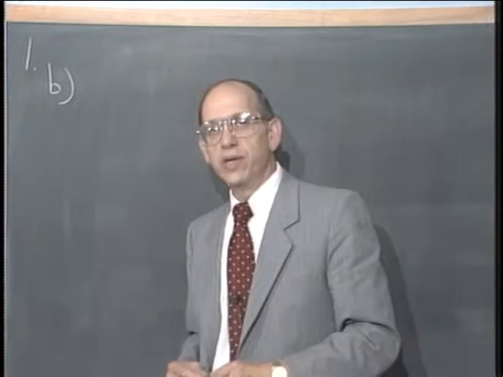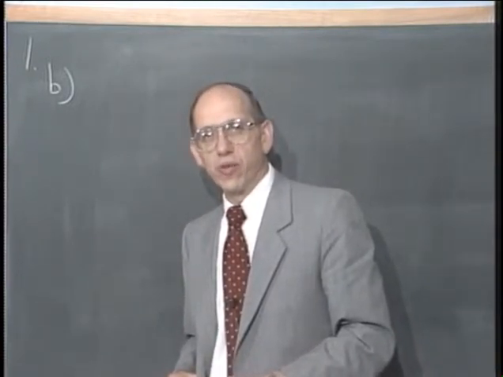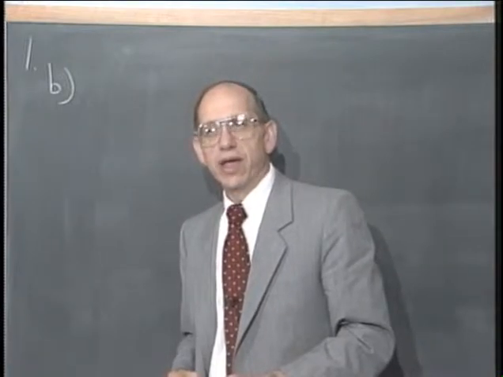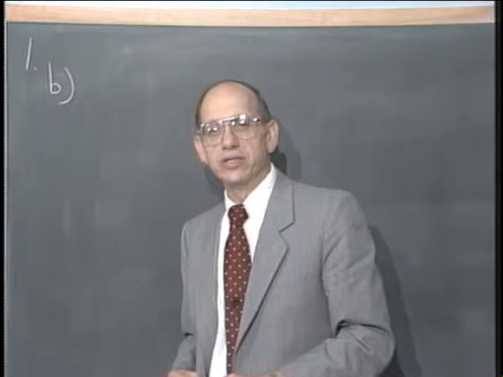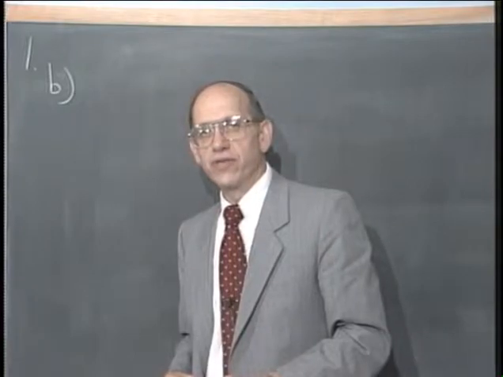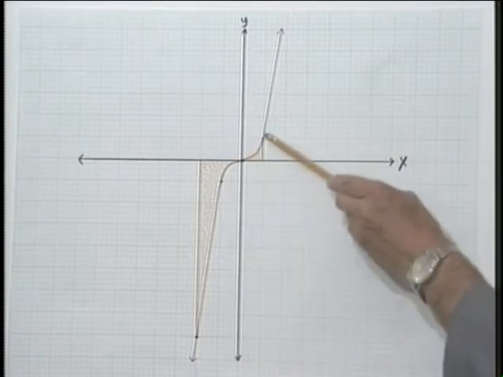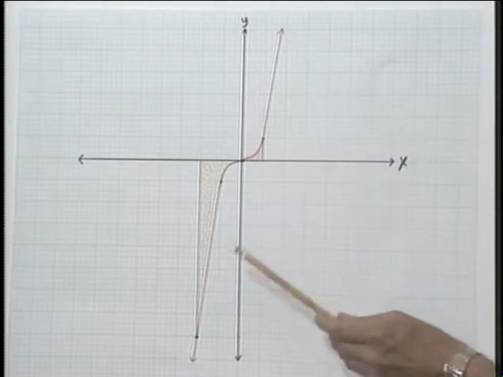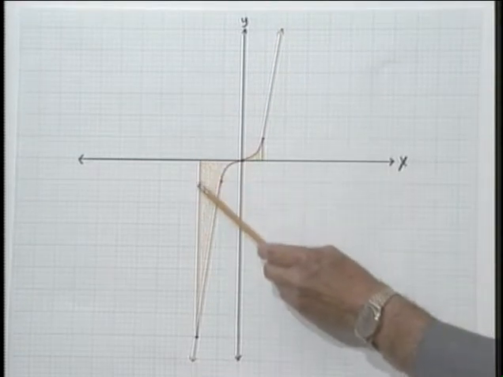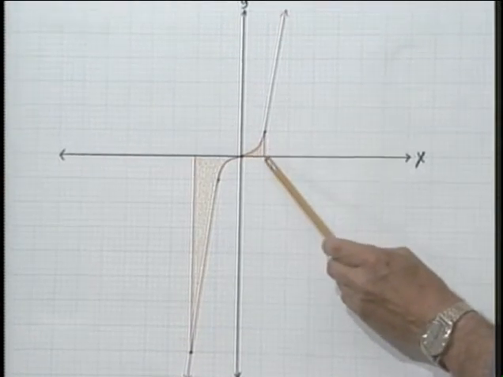In problem 1b, we're asked to find the total area bounded by the curve y equals x cubed and the x-axis between the two vertical lines x equals minus 2 and x equals plus 1. Now let's take a look at the graph of this area. Here's the graph of y equals x cubed. This is the line x equals minus 2. This is the line x equals plus 1.